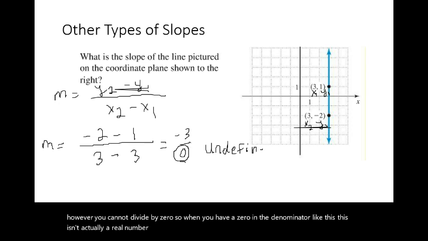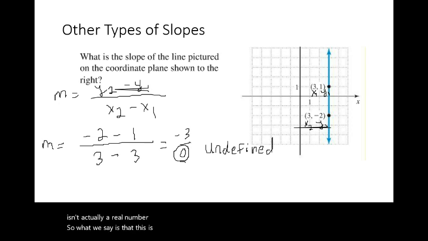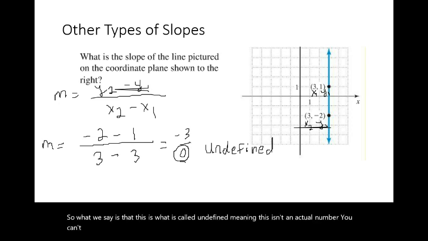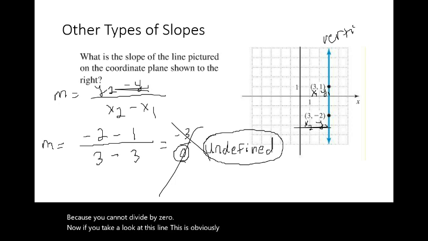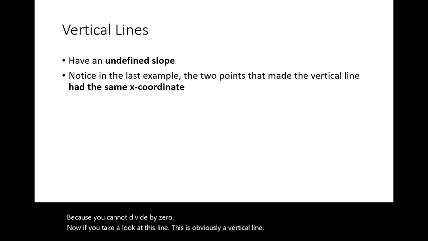So what we say is that this is what is called undefined, meaning this isn't an actual number. You can't divide by 0. We've just run into something that's mathematically impossible. So what we say is that the slope is undefined because you cannot divide by 0. Now, if you take a look at this line, this is obviously a vertical line. So vertical lines have an undefined slope.